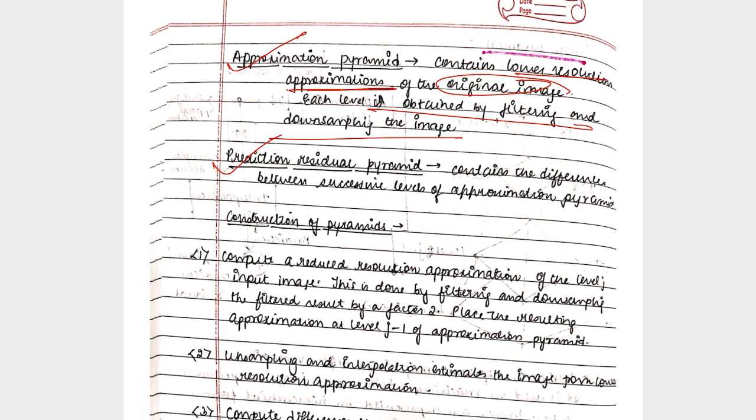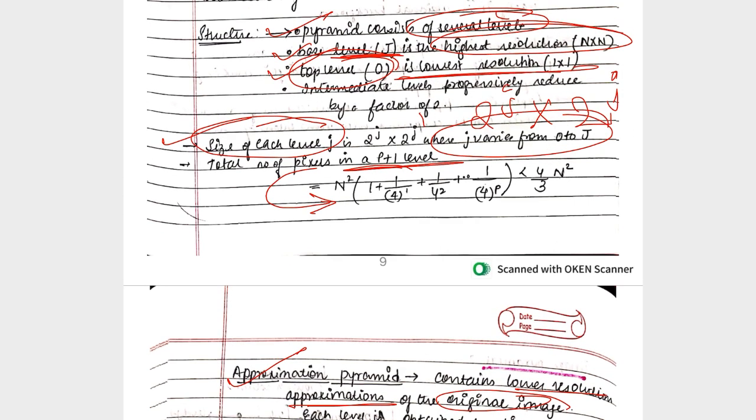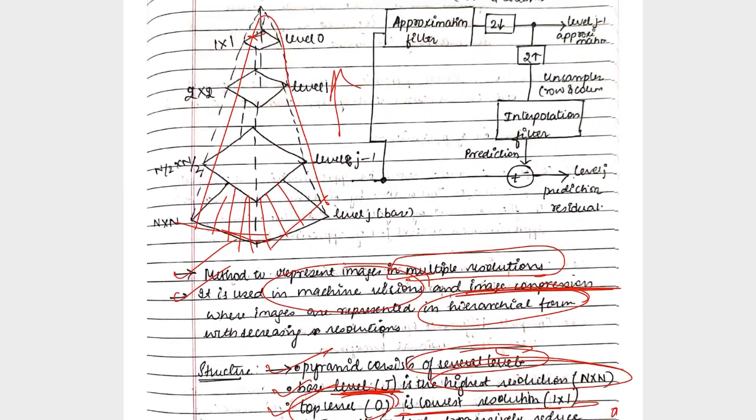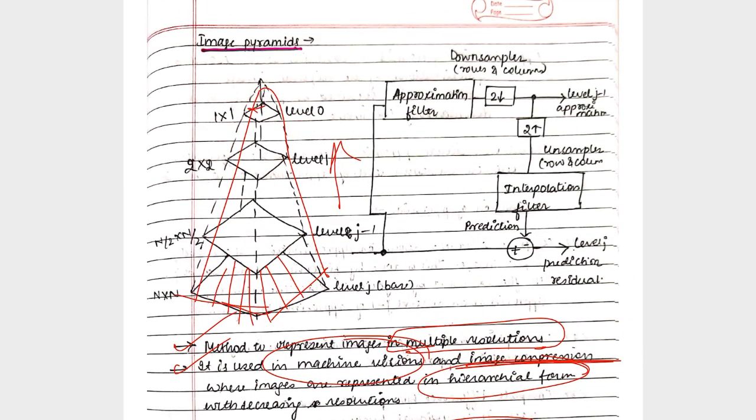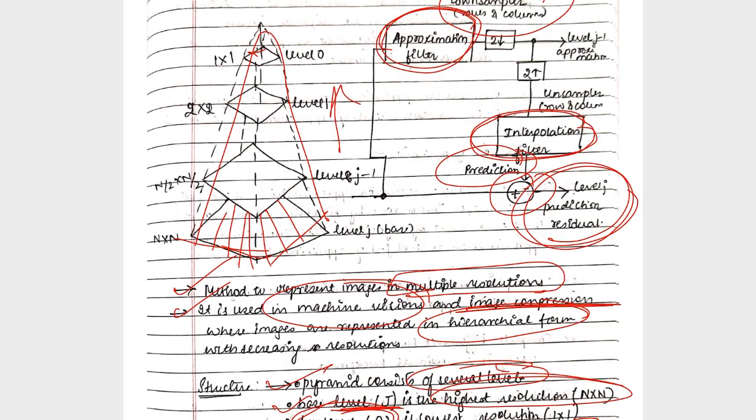Now, each level is mainly obtained with the help of filtering and downsampling techniques. Whereas your prediction pyramid mainly helps you to calculate the difference between the successive approximation pyramid levels. Fine. This is the diagram for that. So again, an approximation filter, another approximation filter, then an interpolation filter. This is for downsampling, this is for prediction. Once you connect this, you get the prediction residual level.